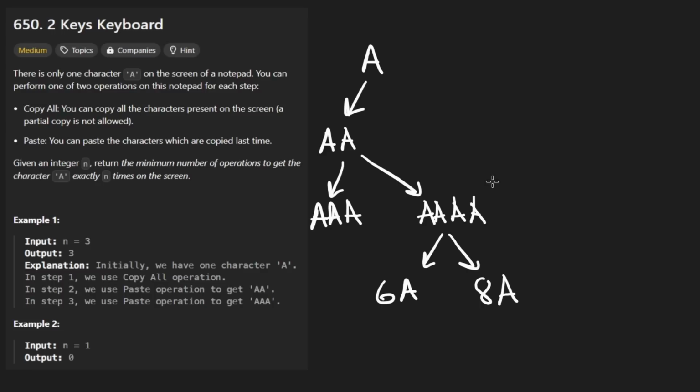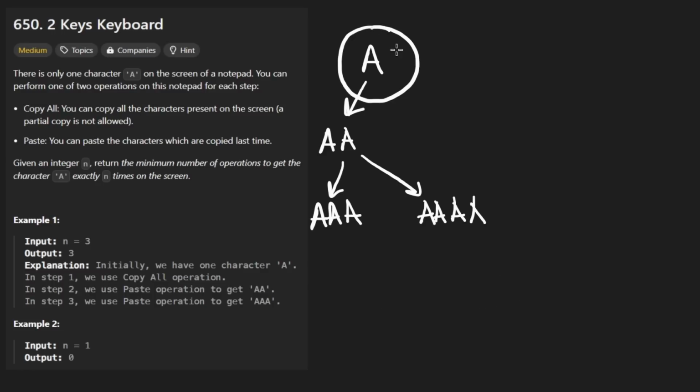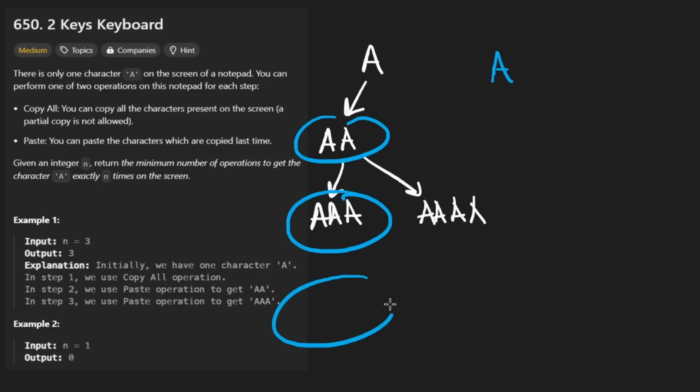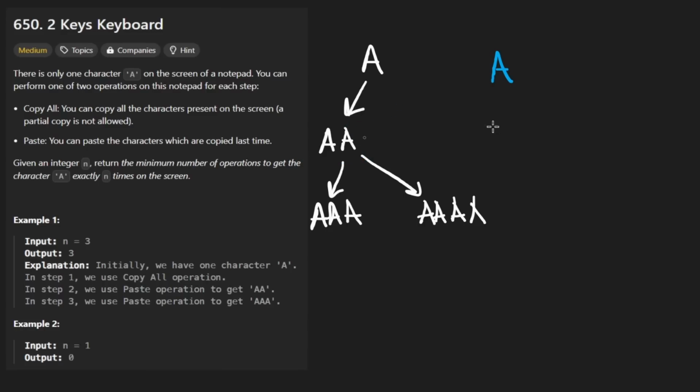One thing to notice is that the size of our clipboard, the number of A's that we have currently copied, is never going to decrease. Initially we have one A copied into the clipboard. We can paste it and then paste it again and keep pasting it. But as soon as we copy the current selection, which could be two A's, or three A's, or four A's, we can never decrease the number of A's that we have copied.